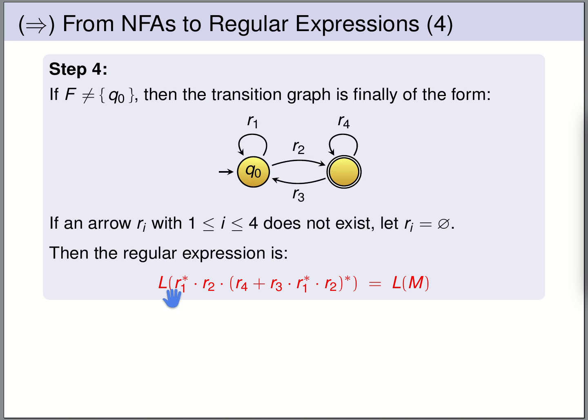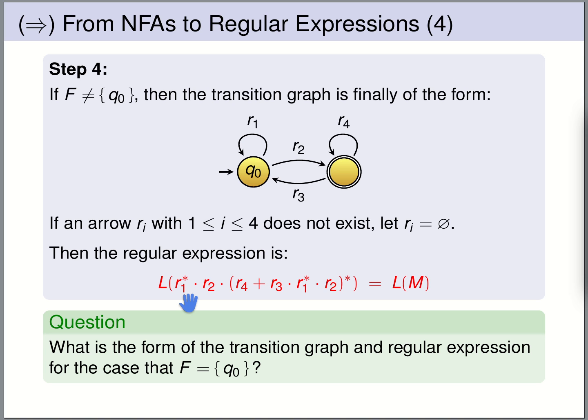In total, this gives us all the possible paths from the starting state to the final state. And if we now take the regular expressions that R1, R2, R3 and R4 stand for, and we fill them in the right places, then we get the regular expression that describes the language accepted by this automaton.